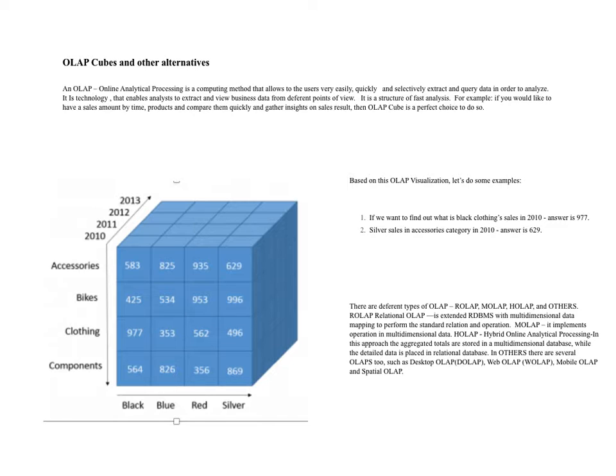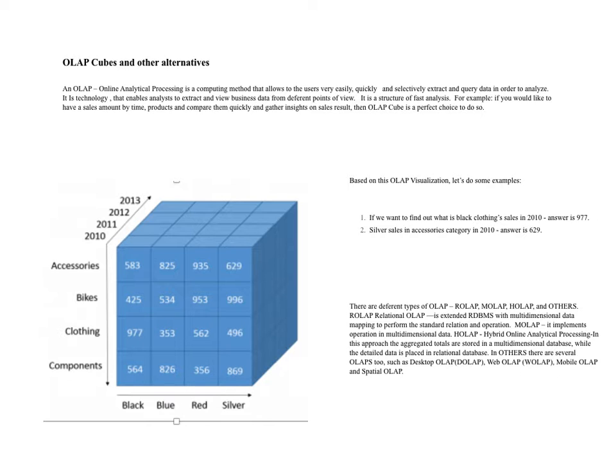There are different types of OLAP, such as ROLAP, MOLAP, HOLAP, and others. ROLAP is extended RDBMS with multidimensional data mapping to perform the standard relational operations. MOLAP implements operational and multidimensional data.